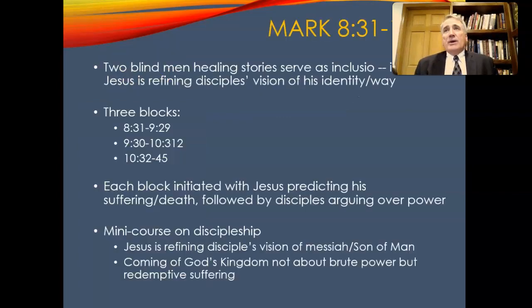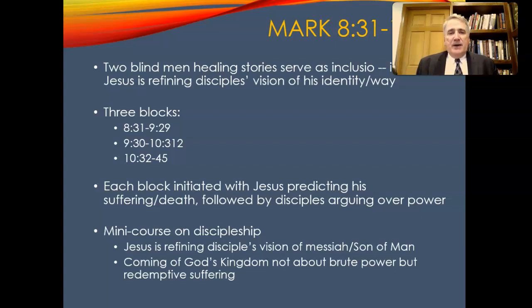First off, we had this healing of the blind man at Bethsaida, and then we have another healing of a blind man at the end of chapter 10. Those form an inclusio. And I think the point of why Mark structures his gospel at this point with these two healing stories, since we have so few healing stories in the second half of the gospel, is to make this point that Jesus has to refine the disciples' vision on his identity and the way to the cross, that they're integrally connected.